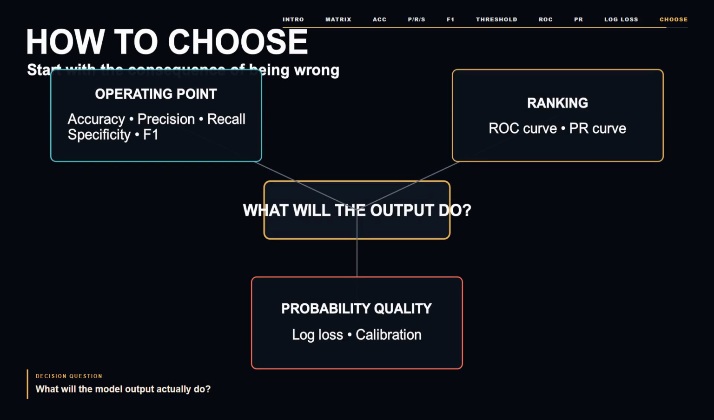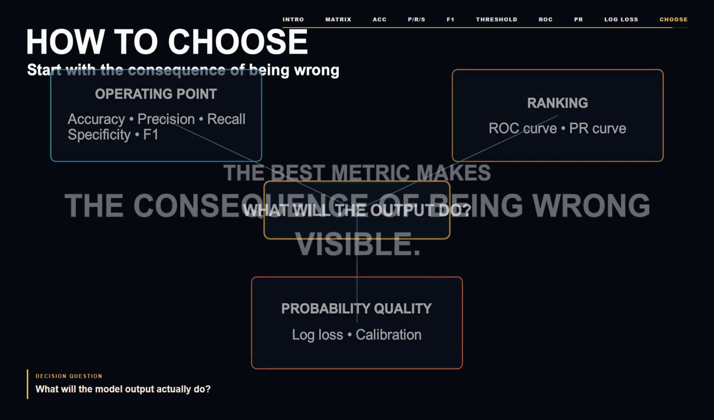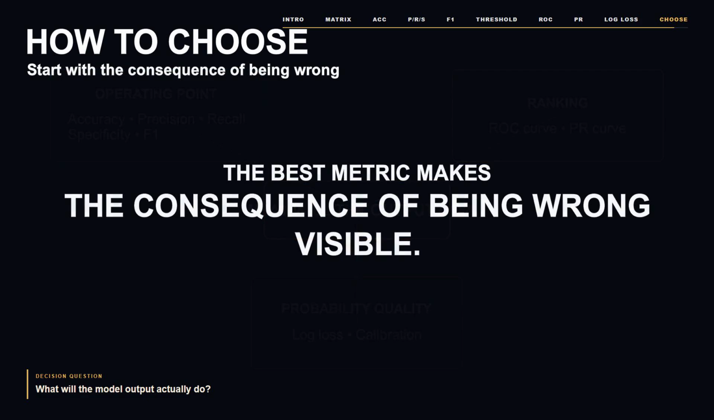Use ROC-AUC for broad ranking across thresholds, and a precision recall view when rare positive retrieval at representative prevalence matters. Use log-loss when probability confidence matters. Then choose a threshold from real costs and report more than one view. The best metric is not the one with the largest number. It is the one that makes the consequence of being wrong visible.